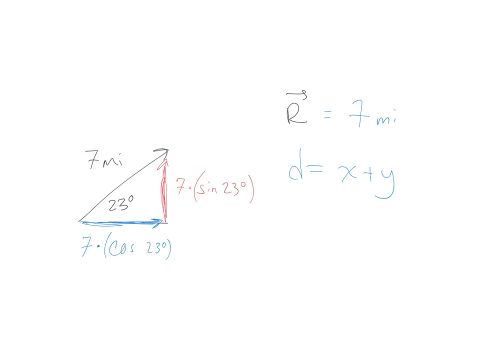So remember, please, that whenever you're breaking something up into its components, you use the sine and the cosine to get the y and the x. I remembered alphabetically that x is cosine and y is sine. So this person can take the 7-mile route, or he or she could take the 7 cosine 23 route, and then add to that 7 sine 23.